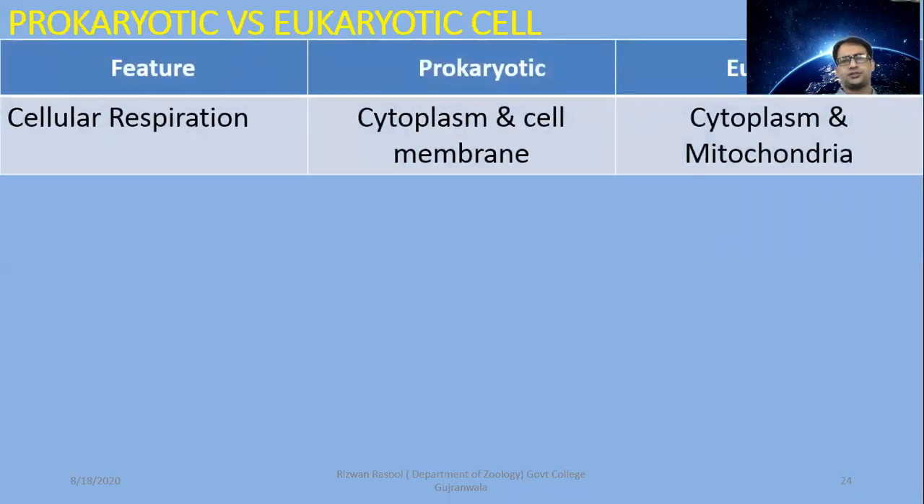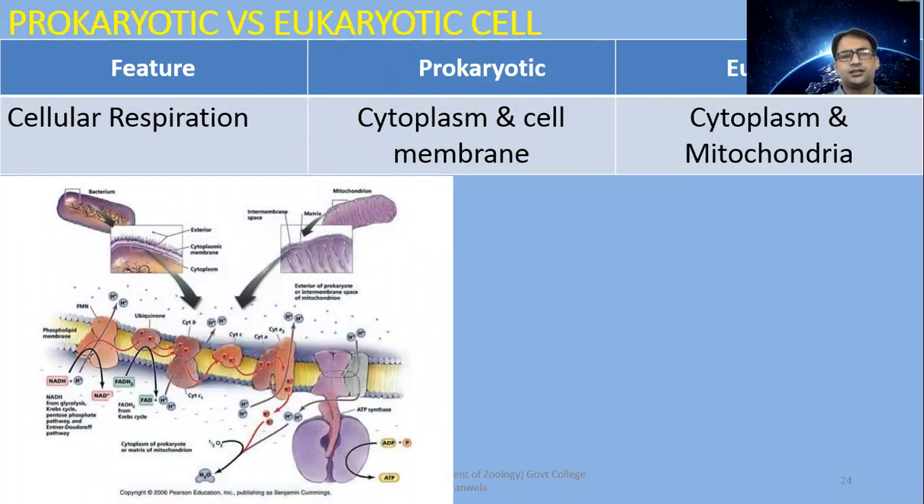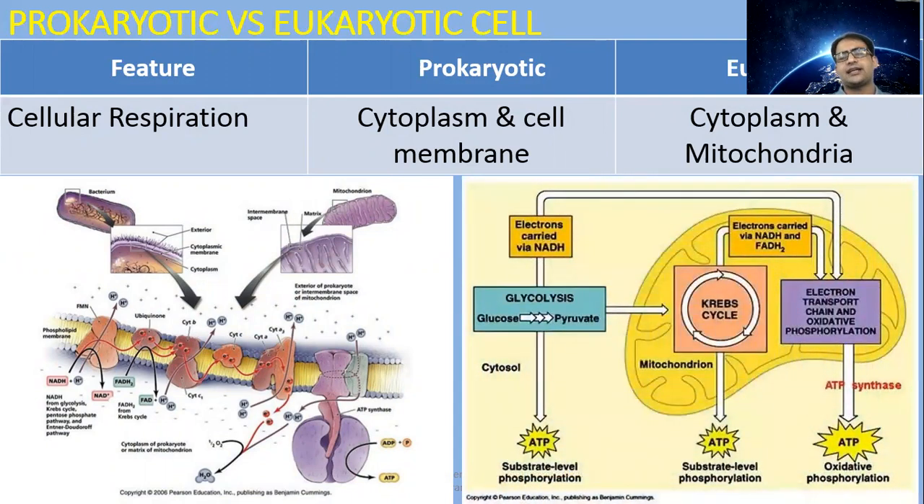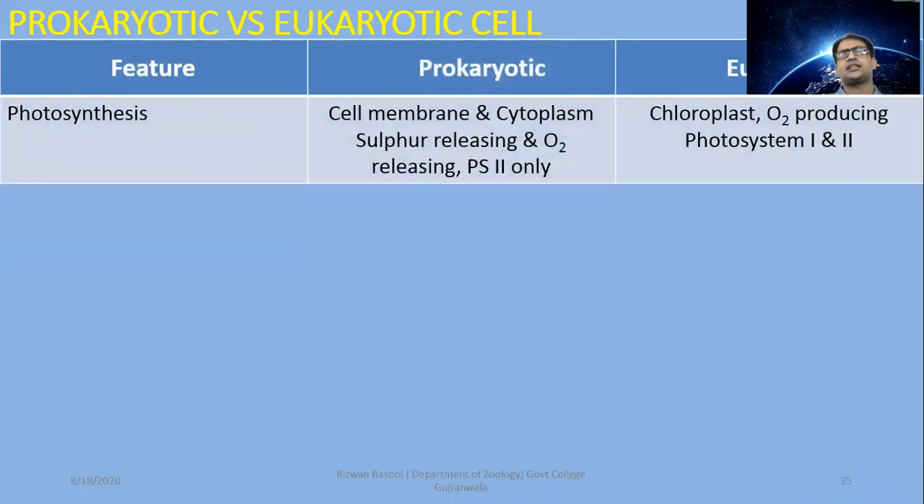And cellular respiration for the production of ATP in prokaryotes occurs within their cytoplasm, and their membrane is used as the site of chemiosmosis for ATP production. In eukaryotes, the process is completed in the cytoplasm as well as in the mitochondria. Inside prokaryotes, the process of photosynthesis takes place in the cell membrane and cytoplasm. It may be sulfur releasing photosynthesis or oxygen releasing photosynthesis, and it may involve photosystem 2 only.